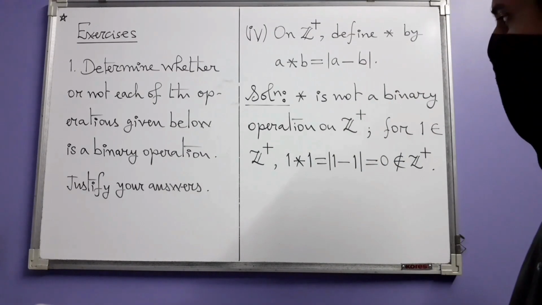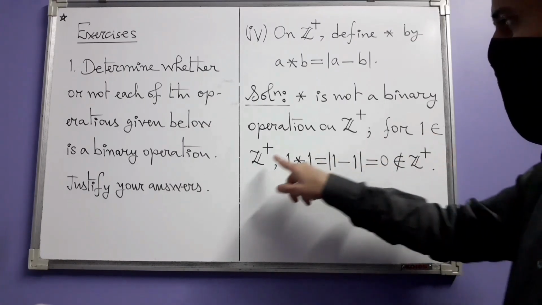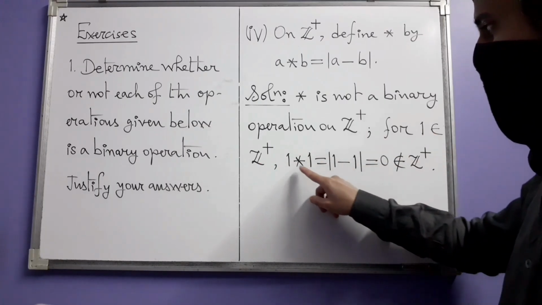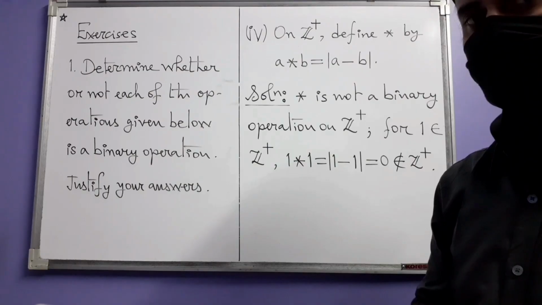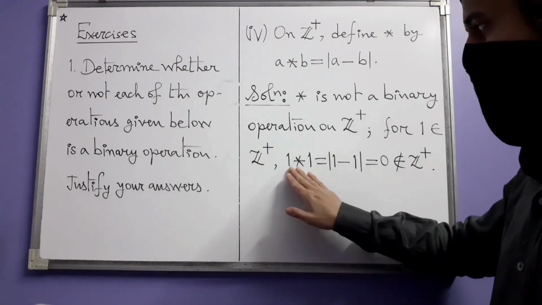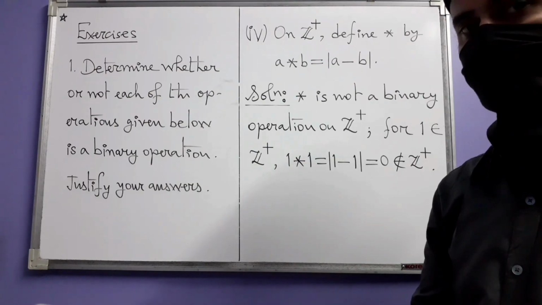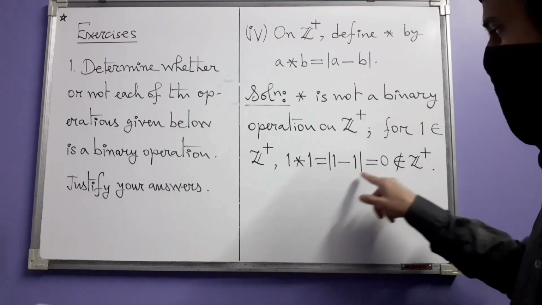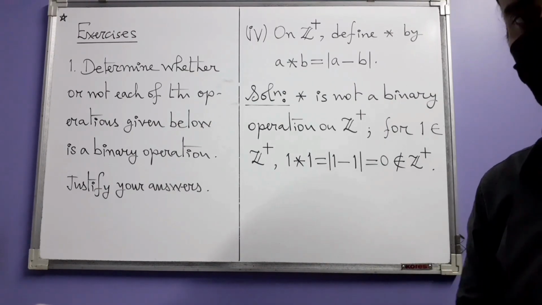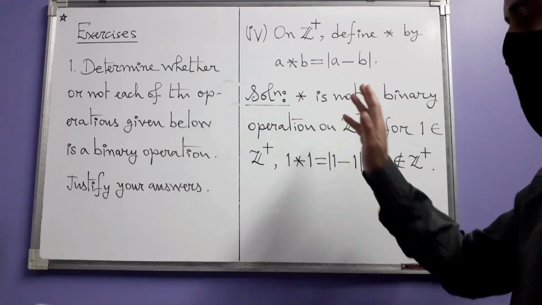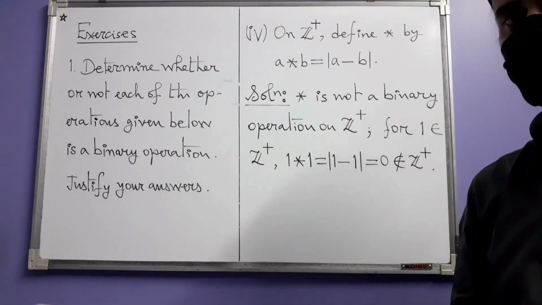but still there can be a problem. For example, if you take 1 in Z plus, then you can consider 1 star 1. There is nothing telling you that these two elements have to be different, but that is just 0, and 0 is not in Z plus. That is why this is not a binary operation on Z plus.